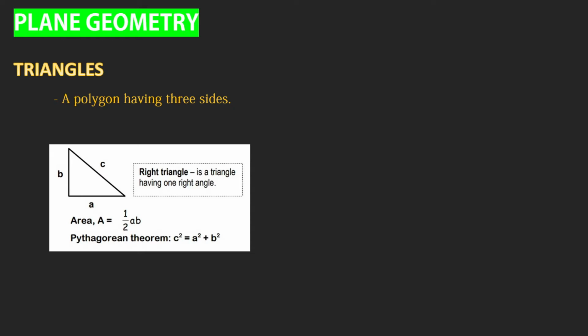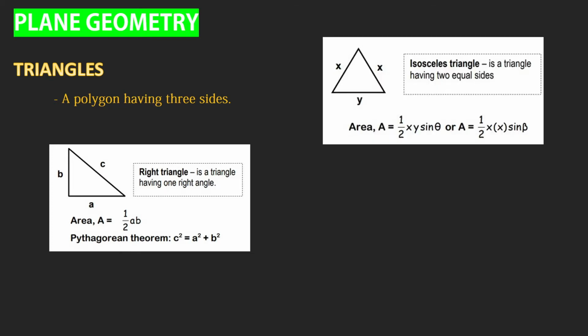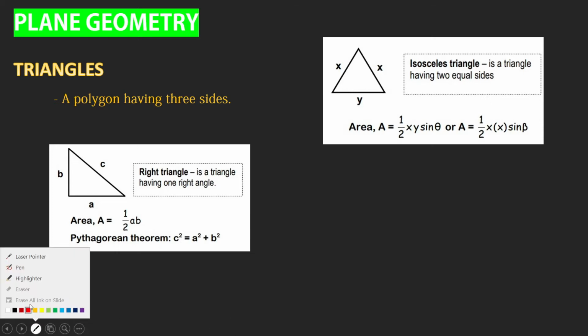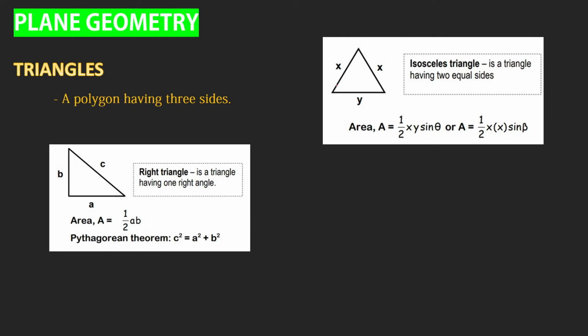So ang pwede natin magamit dito is the Pythagorean theorem: c squared is equal to a squared plus b squared. We also have the isosceles triangle, a triangle having two equal sides. To compute the area of an isosceles triangle, pwede tayong gumamit ng the sine rule, or 1/2 x times y sin theta, where theta is ito po yung tinutukoy ng theta dyan. Pwede rin 1/2 x squared sin beta, where beta is ito po yan.